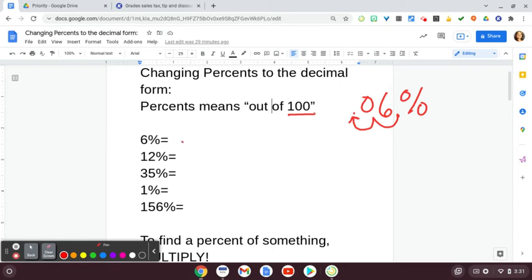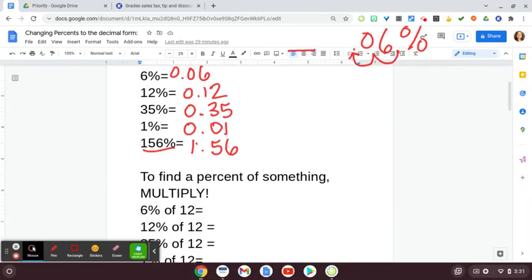So 6%, 0.06. 12%, 0.12. 35%, 0.35. 1% is 0.01. And 156% is 1.56. It's more than 100%. So let's take a quick little look.